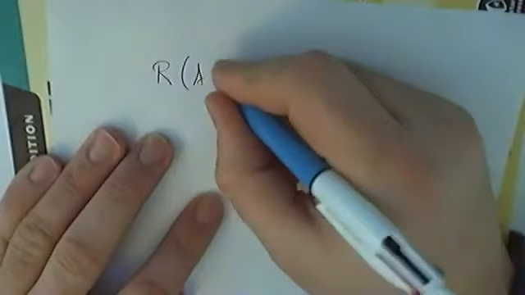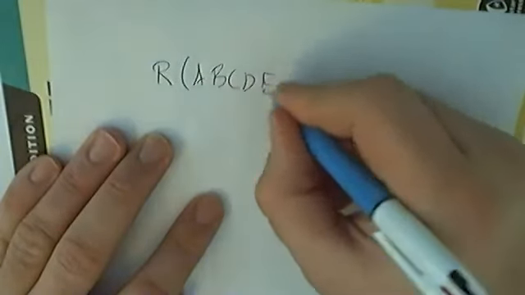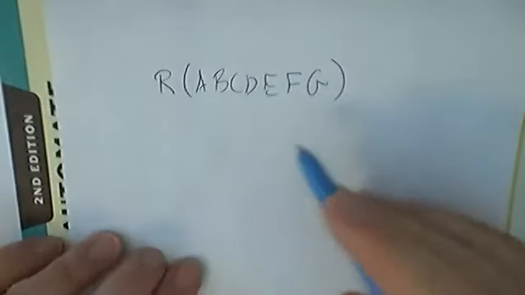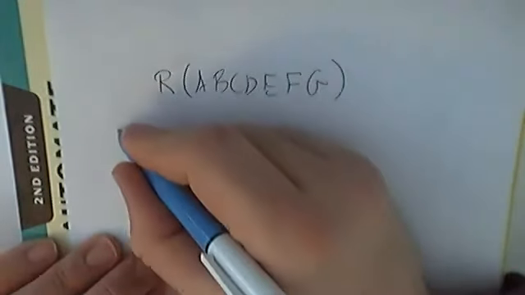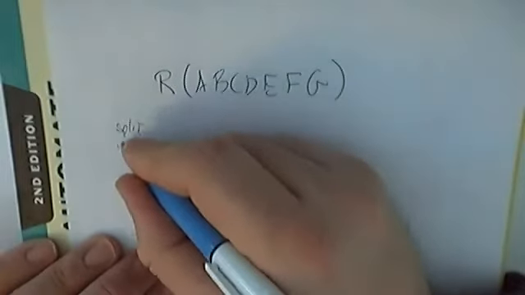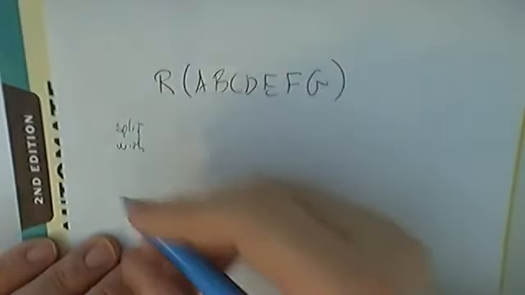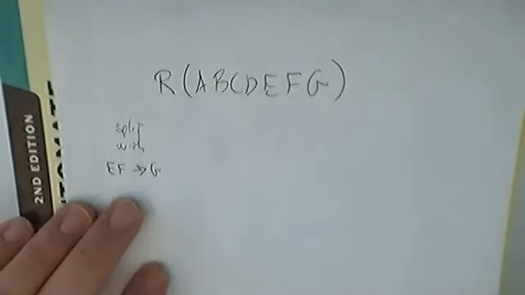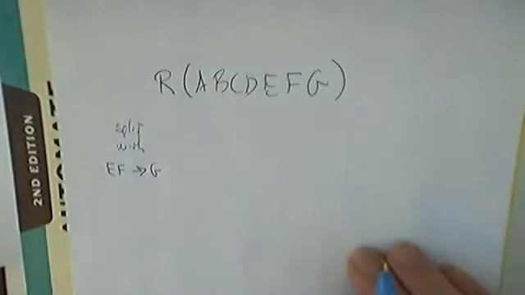So I have R, A, B, C, D, E, F, G. Notice how I've gotten rid of the commas here just because it makes it simple. And I'm going to split with EF goes to G. Okay. Now the rules for the split are like this.